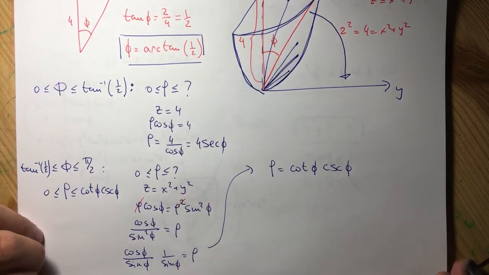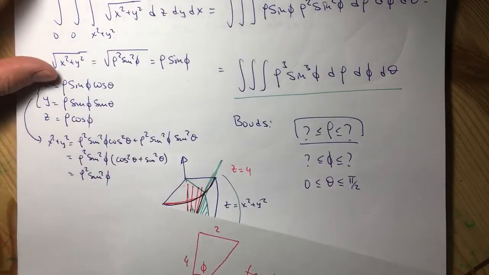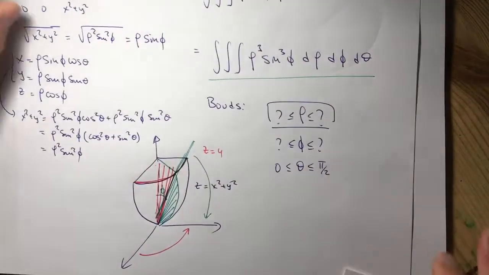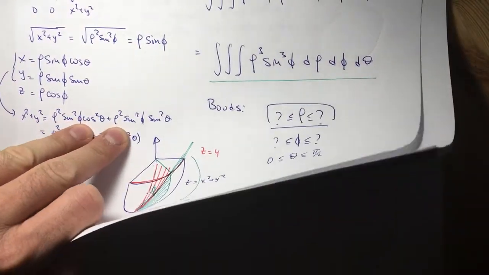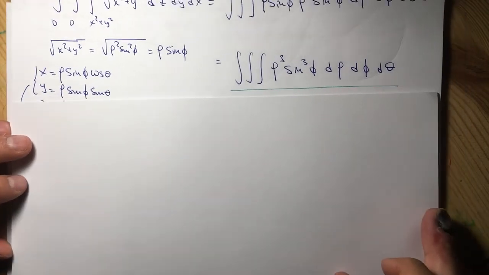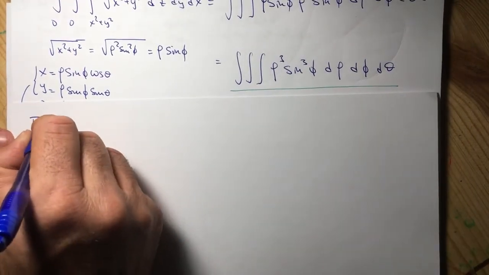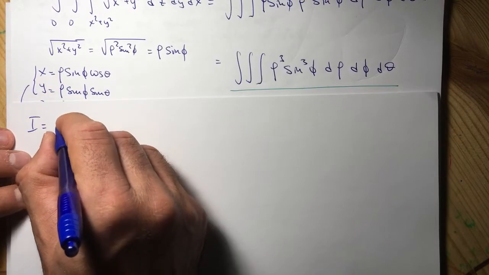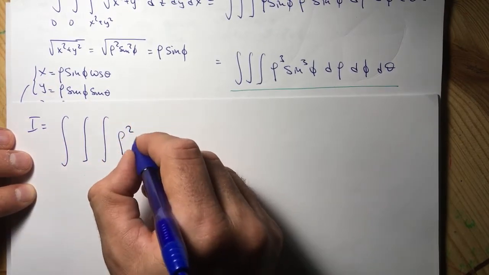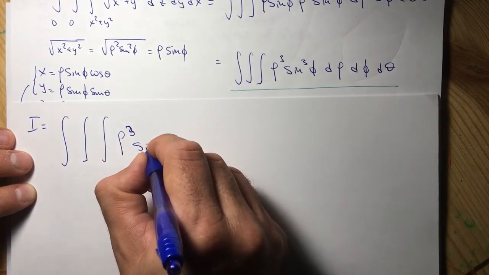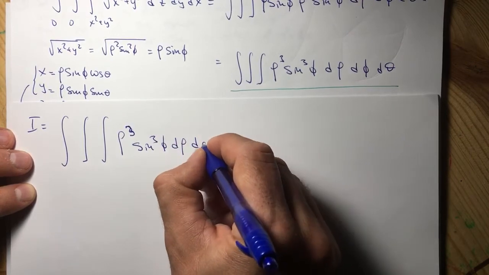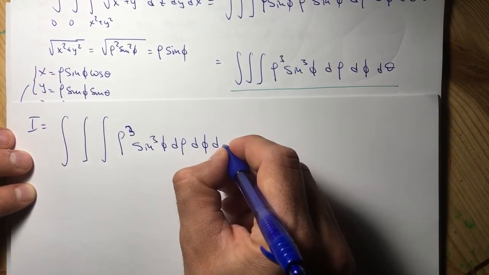And now finally we have everything that we need in order to solve this question. So let me just remind you about the integrand in spherical coordinates. So I is equal to the triple integral of rho cubed sine cubed phi d rho d phi d theta.